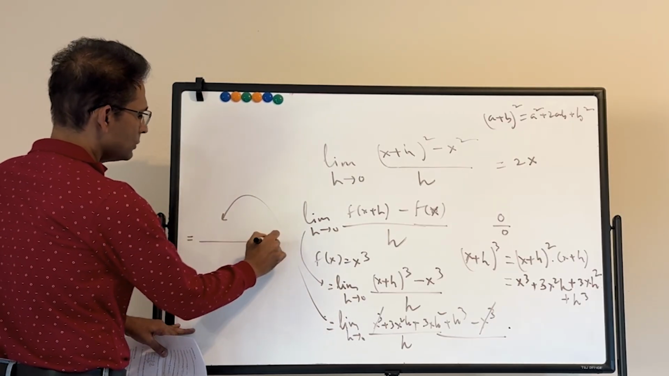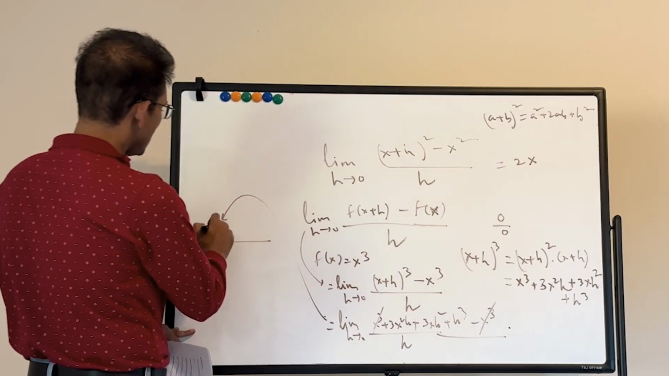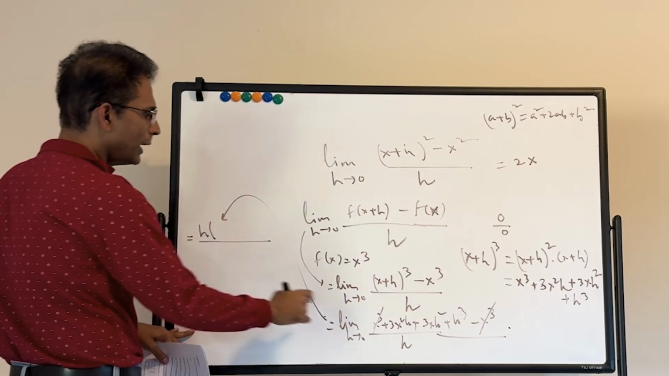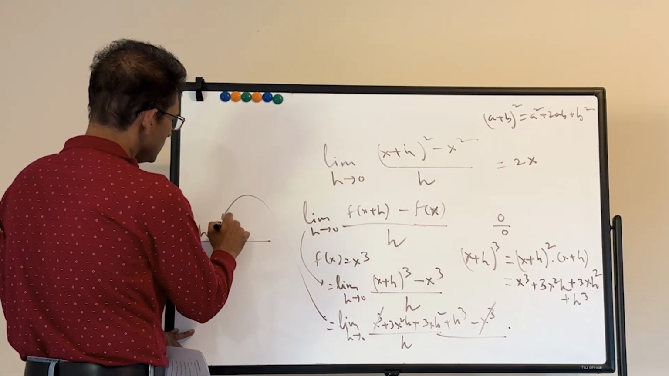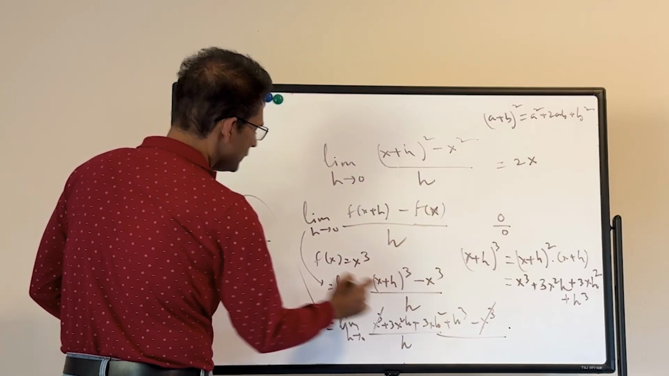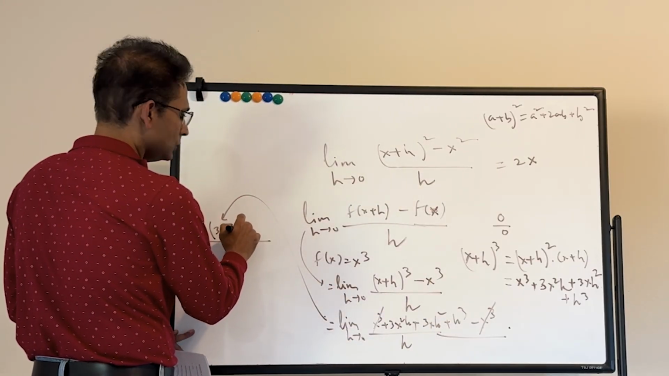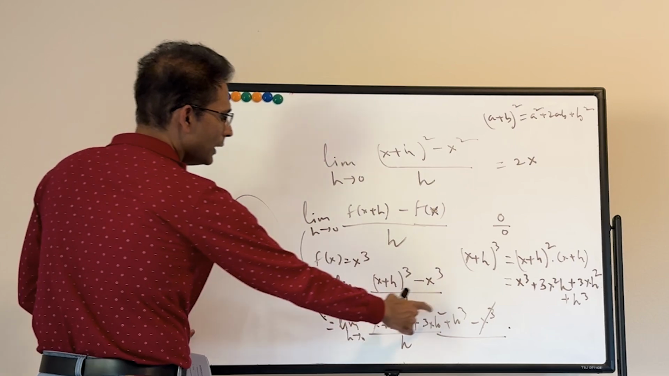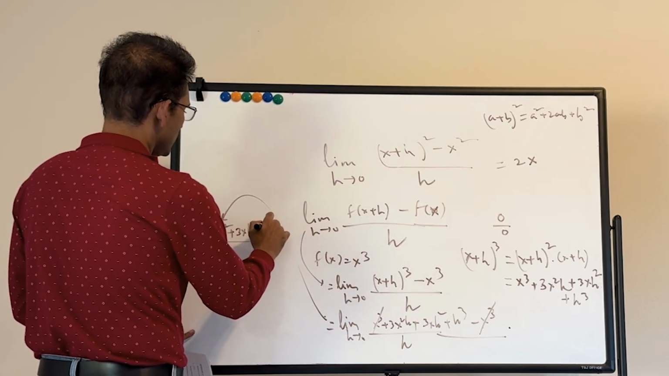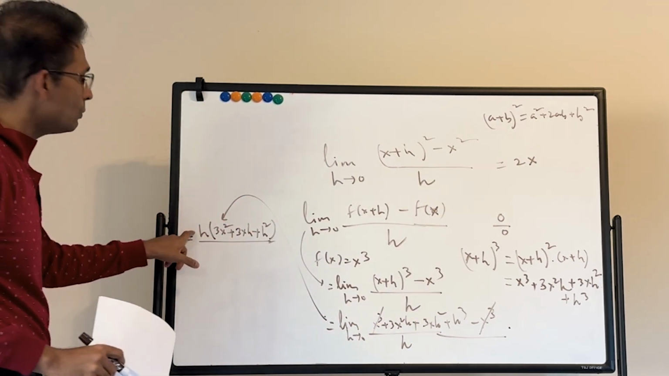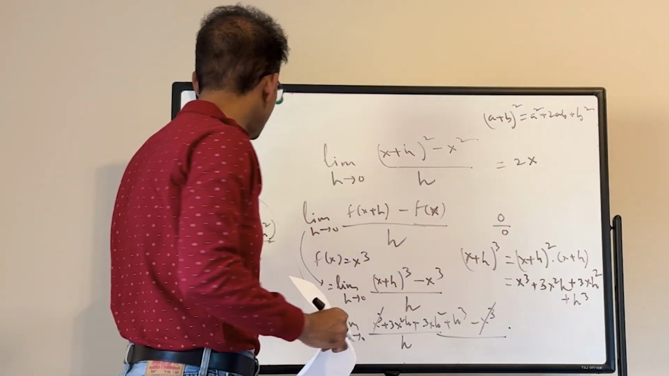So this is equal to what? In your numerator, I'll take one h outside the bracket. So you have 3x squared, and then here you have 3xh, and then you have h cubed. So that means you have to write h squared. You took one h outside the bracket, right?